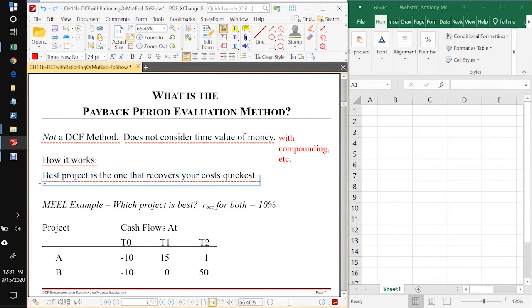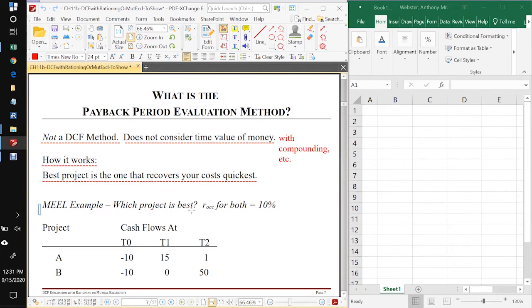Okay, and this is something that many people used to use for a long time, and it's really almost always not as good a method as comparing the NPVs of the projects. So let's see why, and let's think about this. So let's do an example.